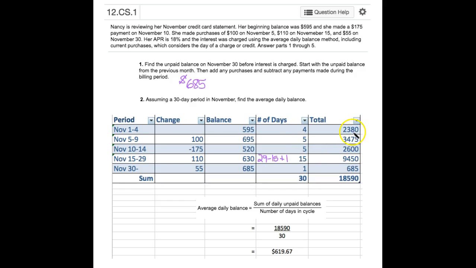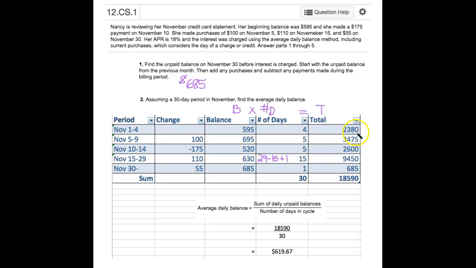And then the total that I have in the last column is the total for those days. So I've just taken the balance times the number of days, and that is what is arriving in this total column over here.